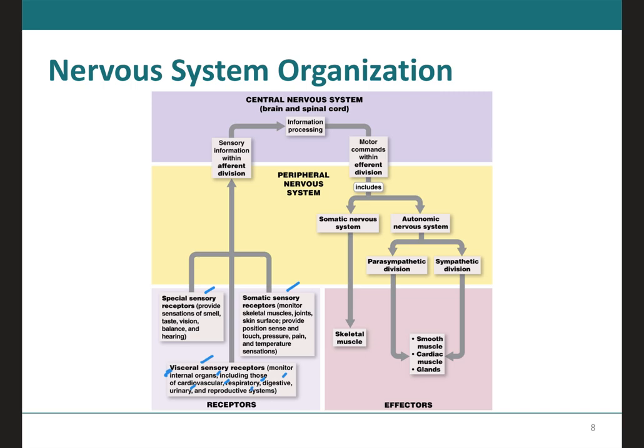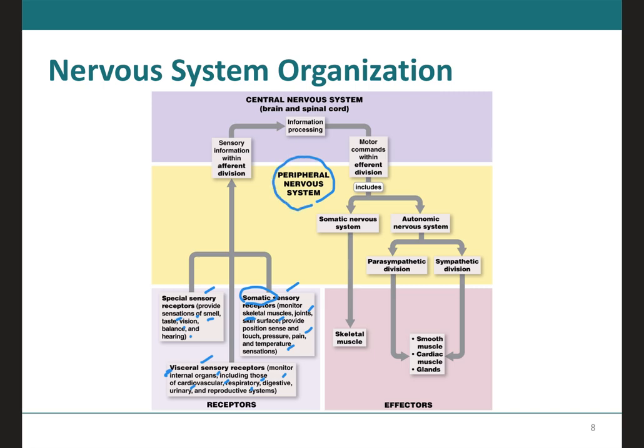The special senses, remember, have to do with smell, taste, vision, balance, and hearing. And every time you hear the word somatic, think about skeletal muscle. So they will monitor especially the skeletal muscles, but they will also monitor joints and skin surface. They will also provide sensation of pain and temperature, for example. And all these receptors are located in the peripheral nervous system.